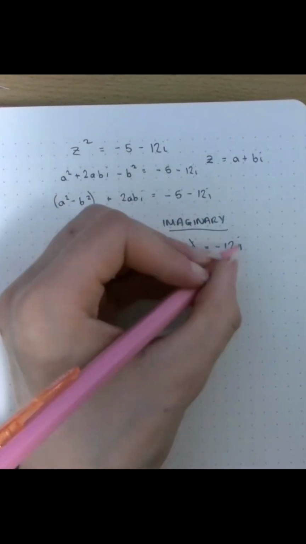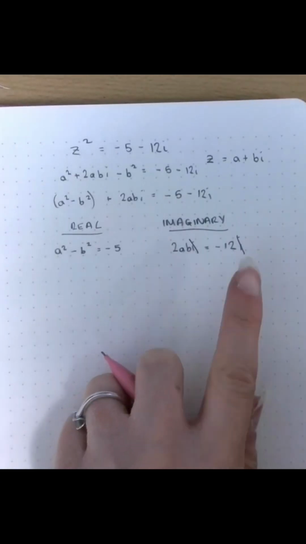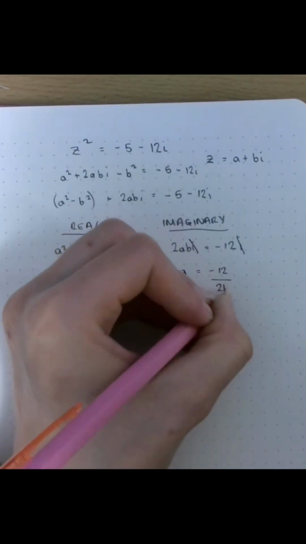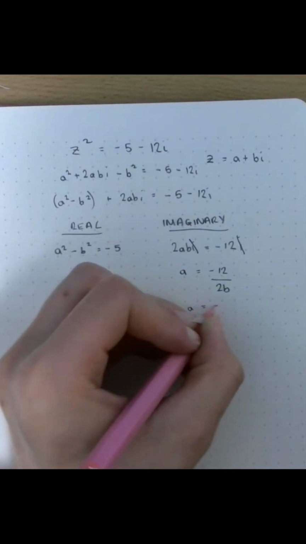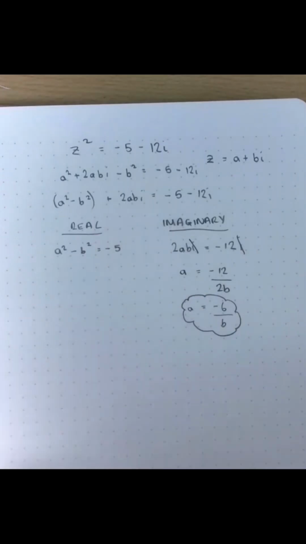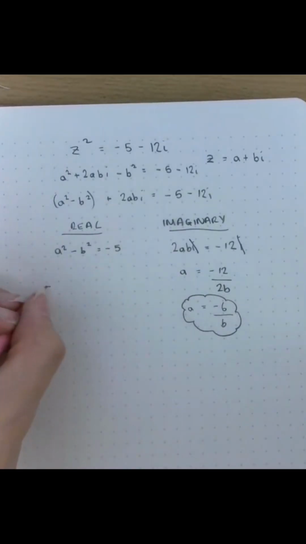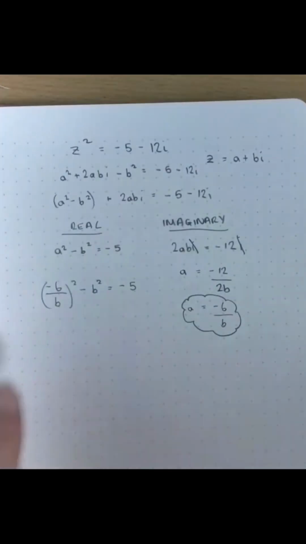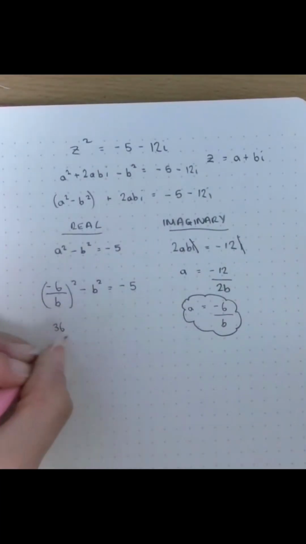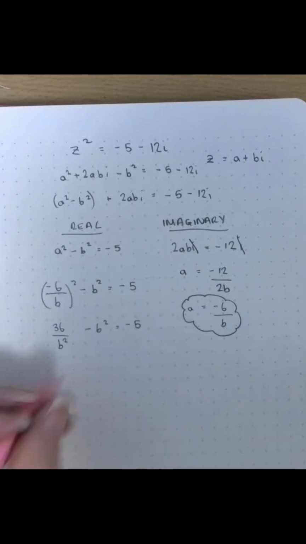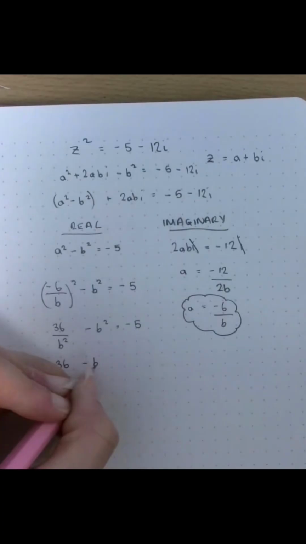So let's get rid of those i's, and I think we'll use this one to write a in terms of b. So let's divide through by that 2b, so we get minus 12 over 2b, and then simplify that, so that gets us minus 6 over b is equal to a. We can now substitute that into our real bit over here. So we end up with minus 6 over b, all squared, minus b squared is equal to negative 5. So minus 6 squared will be positive 36 over b squared, minus b squared is equal to negative 5. Let's multiply through by that b squared. So that would be 36 minus b to the power of 4 equals minus 5b squared.